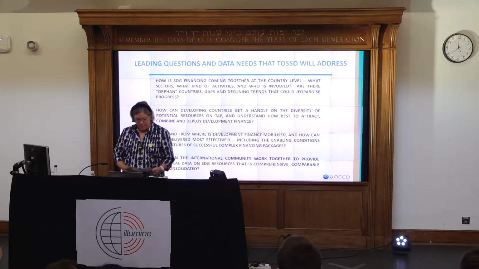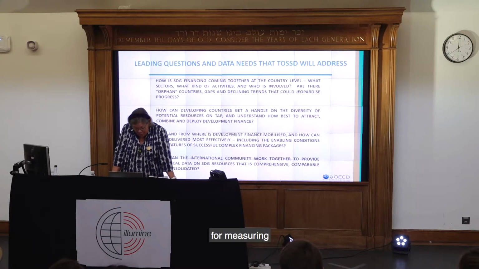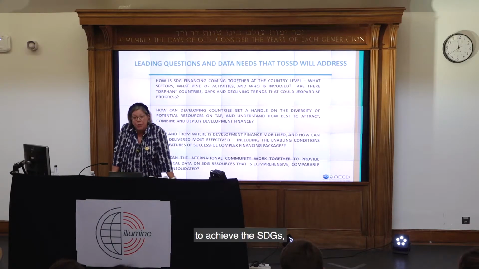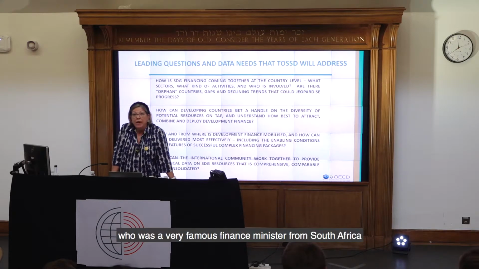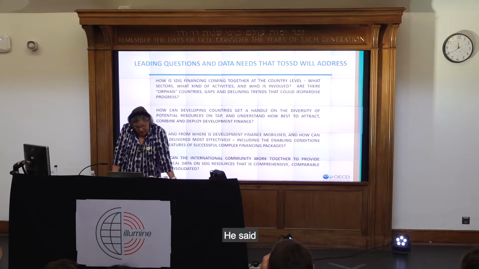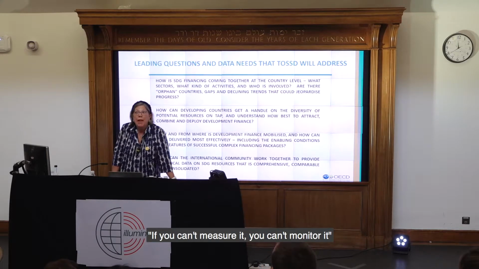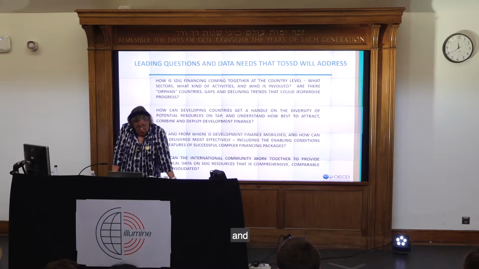So I'm going to be talking to you today about a new metric for measuring international finance to achieve the SDGs, total official support for sustainable development. Trevor Manuel, who was a very famous finance minister from South Africa right after the liberation of South Africa, said it all. He said, if you can't measure it, you can't monitor it. We need to get a good handle on how money is coming together and where, how, and what for it is being deployed.